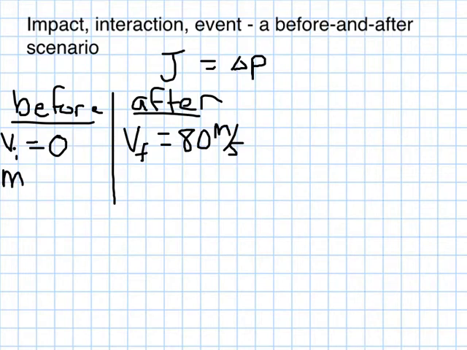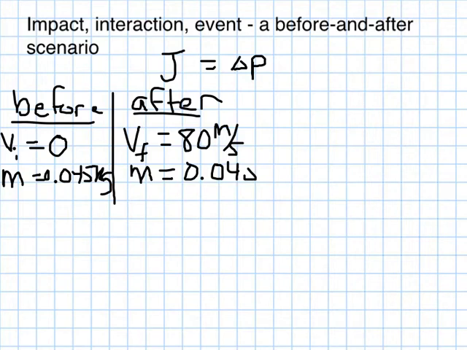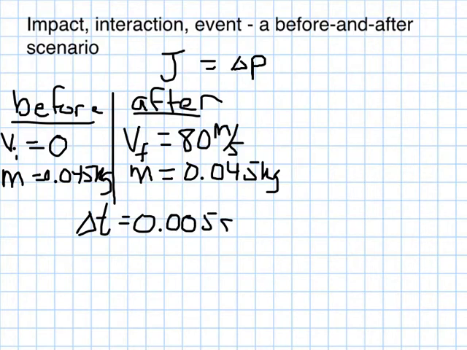Before, the golf ball has a mass of 45 grams. That's 0.045 kilograms. And you know what? That's the same after. The mass doesn't change at all. And we also know that the time that this whole thing lasts was 5 milliseconds. That's 0.005 seconds.